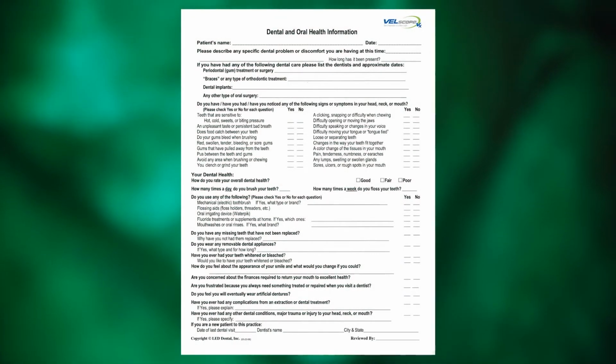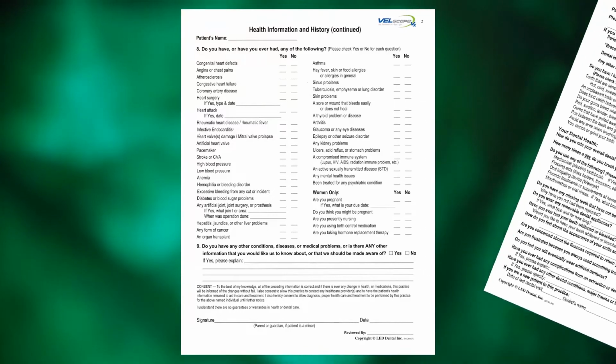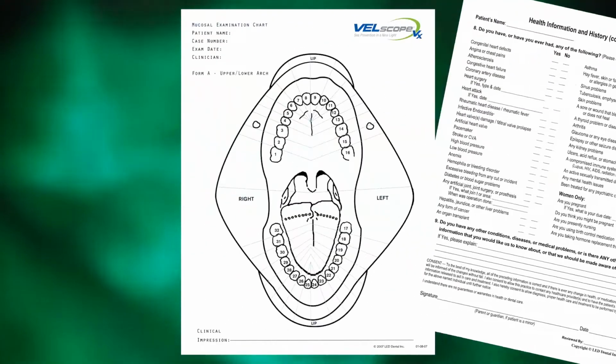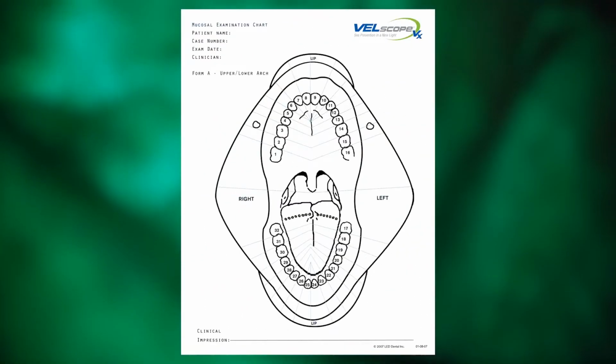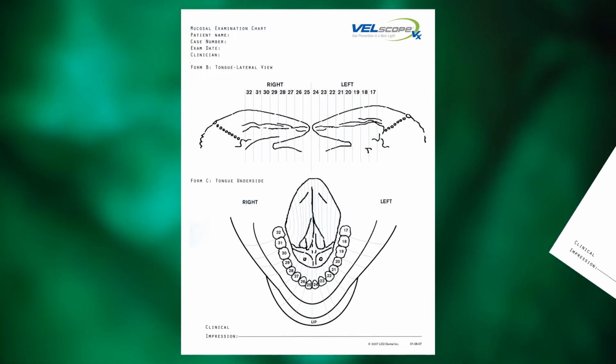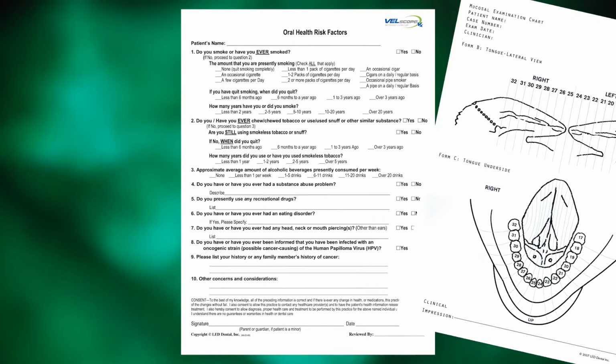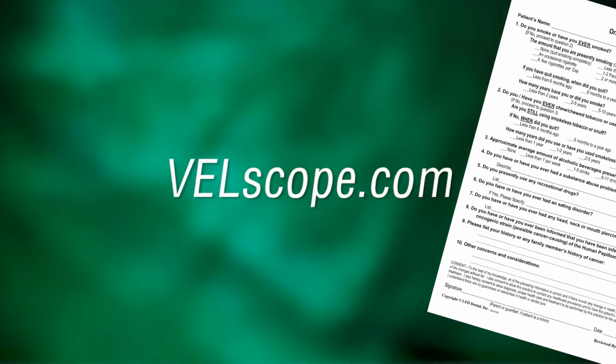Document all findings, both normal and abnormal, in the patient's clinical record. The VELscope VX oral lesion form, tracking chart, and other useful documents are available online at VELscope.com.